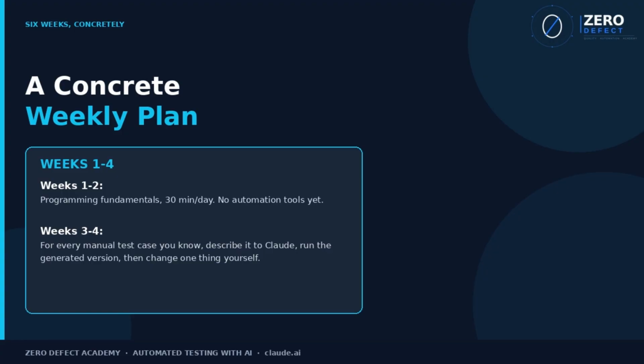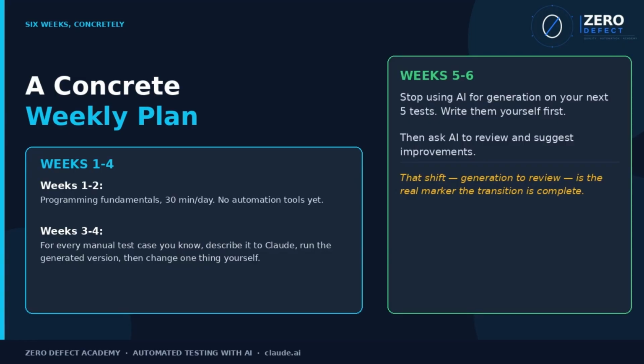Weeks 5 and 6. Stop using AI for generation on your next 5 tests. Write them yourself first, then ask AI to review and suggest improvements, which flips you from AI-dependent to AI-assisted. That shift, from generation to review, is the actual marker of the transition being complete.